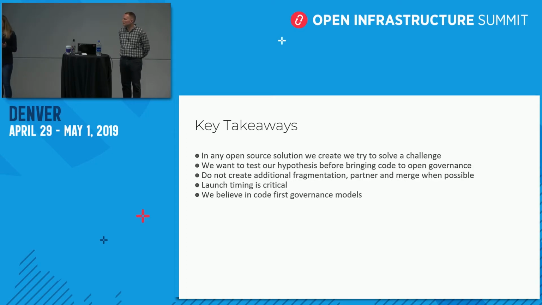We try not to create additional fragmentation. We want to partner and merge where we can within the industry. I believe launch timing is critical. Thinking through, is the industry ready for this? How am I measuring when to go launch something? And then also, we do believe in open governance models, and we try to strive to move to that phase with every single open source project that we work on.